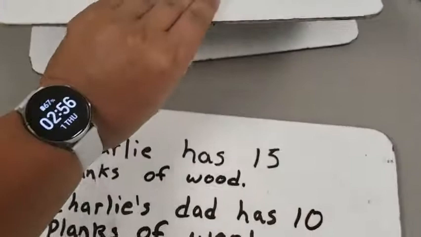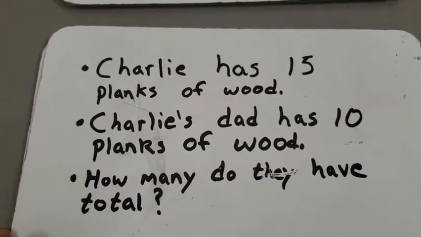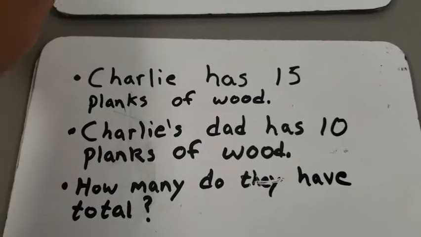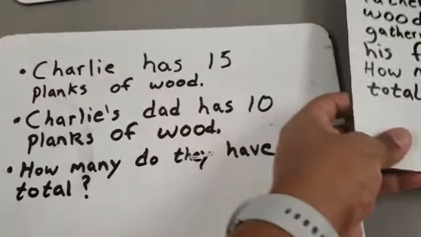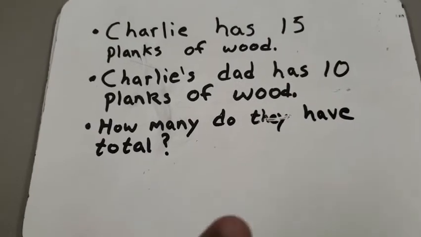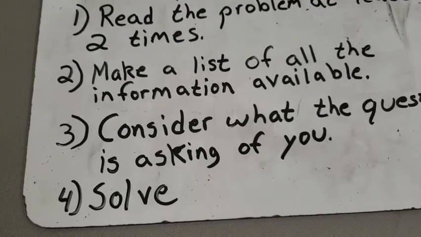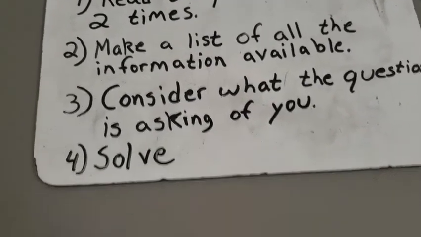Here's what I gathered. Charlie has 15 planks of wood. Charlie's dad has 10 planks of wood. And the question is asking me, how many do they have total? So that's step 2. Step 3 is consider what the question is asking of you.